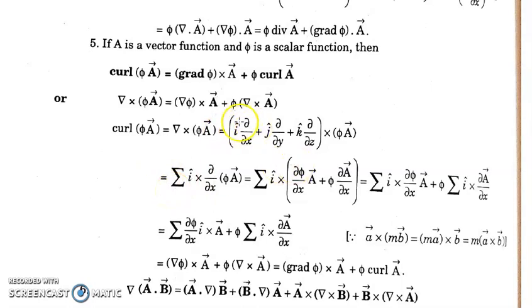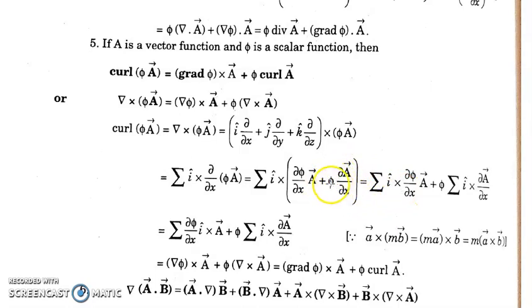So that is equal to summation. I am writing only one of the components. So that is summation I cross dou by dou x of phi A. Now dou by dou x of phi A, again by product rule, is dou phi by dou x into A plus phi into dou A by dou x. Now take the cross product. So this can be written as two summations. So the first one is summation I cross dou phi by dou x A plus now phi.